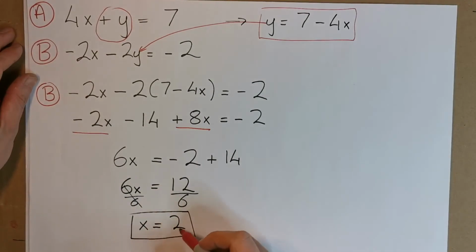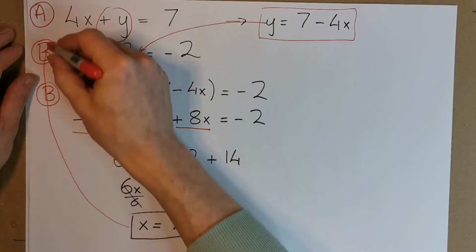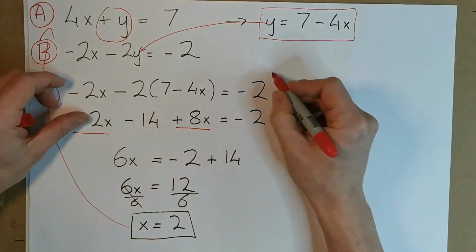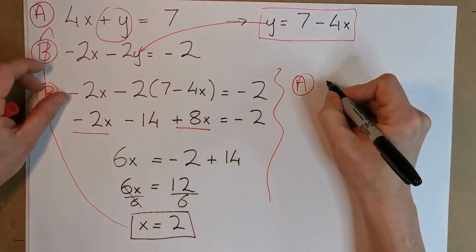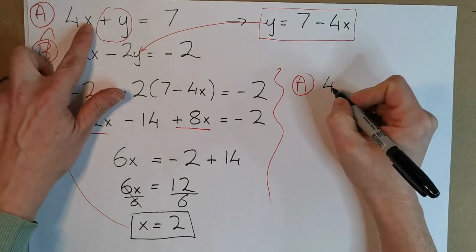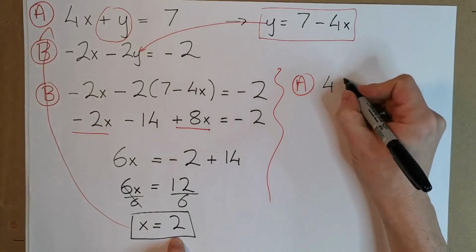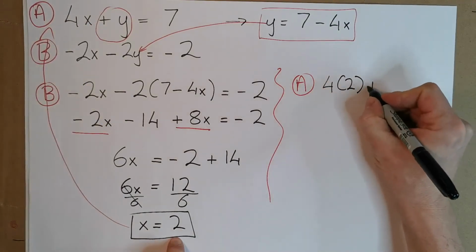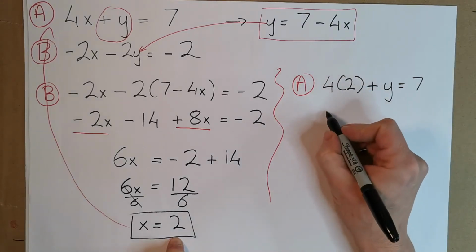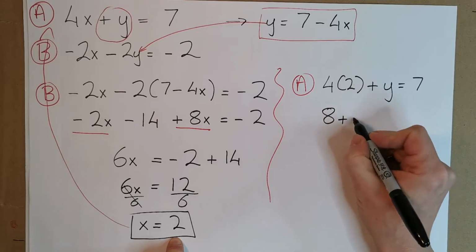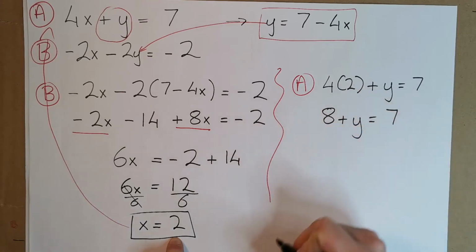So let's put this x value of 2 back into equation A, we'll say, right? So let's write A here again. And we're saying 4 times, now instead of x, we're going to use the value 2, plus y is equal to 7. 4 times 2 is 8, plus y is equal to 7.